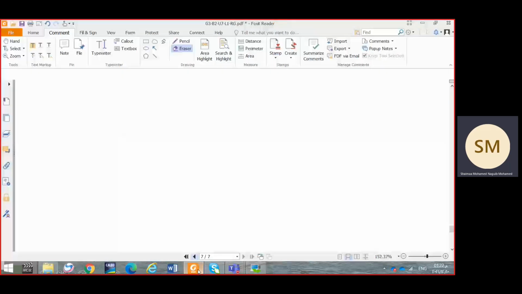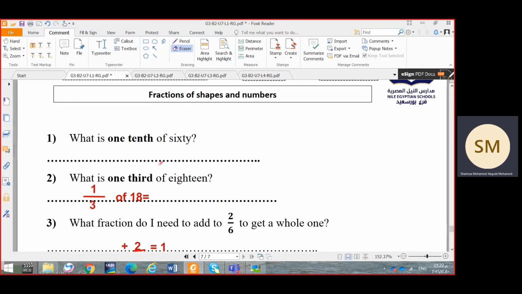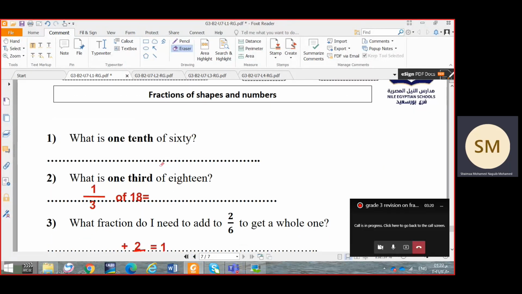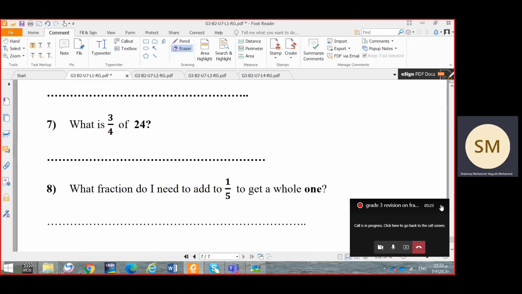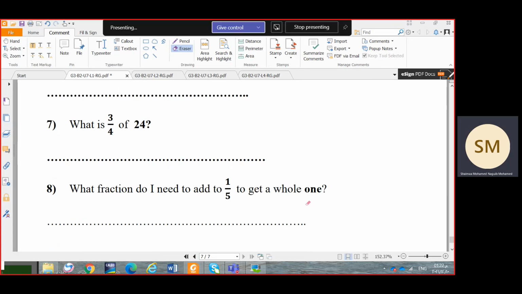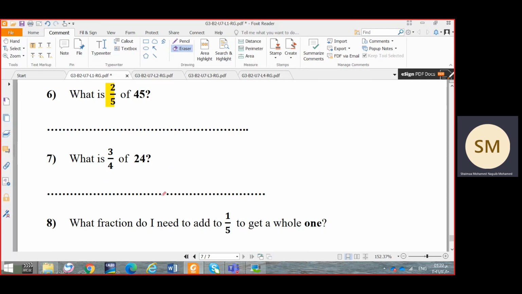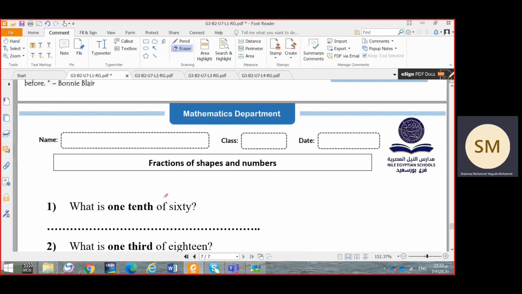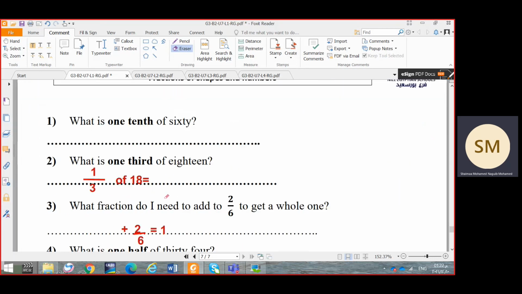Okay, I will start with the hardest sheet on this lesson. It will be sheet number 88. It's talking about fractions, but in sentences. So I will read the first question.